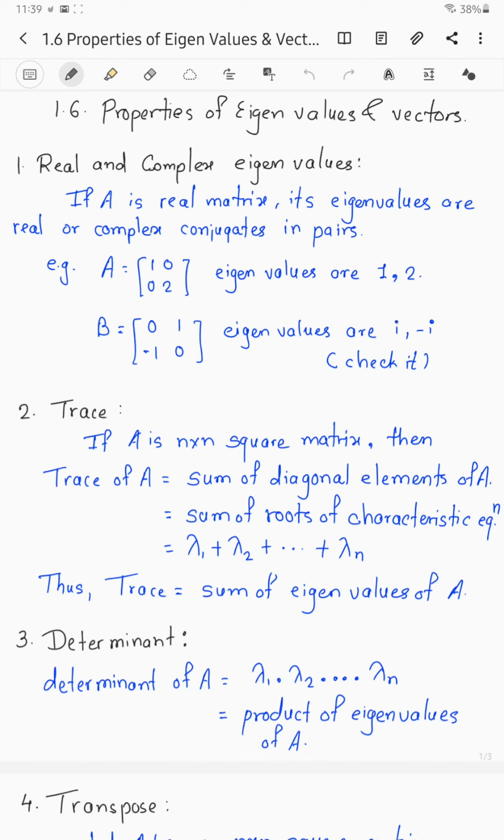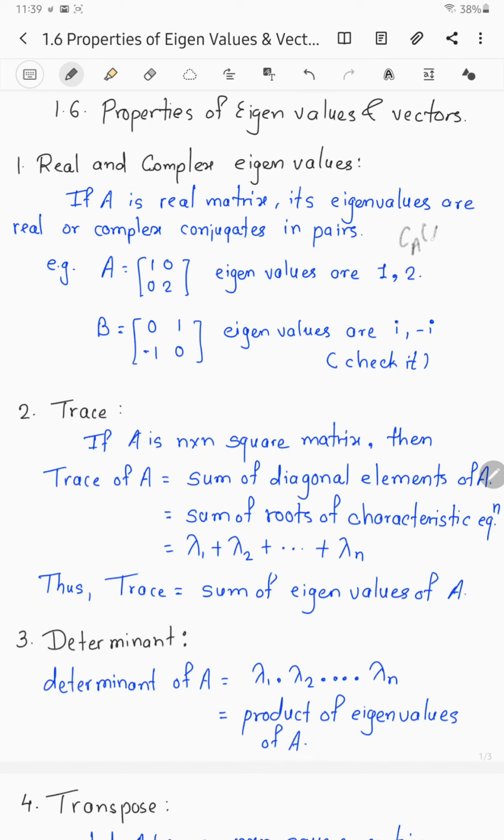If a matrix is real, its eigenvalues are real or complex conjugate in pairs. Whatever the eigenvalues may be, they may be real or complex. We have learned in a previous topic how to find eigenvalues. For the given matrix A, the eigenvalues are 1 and 2. Eigenvalues are nothing but roots of the characteristic equation, and we know how to find it.